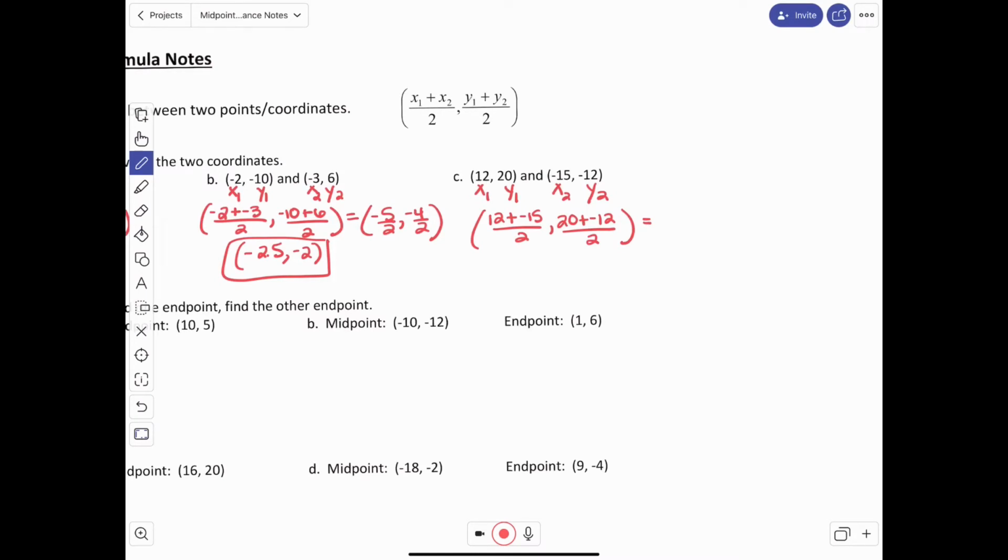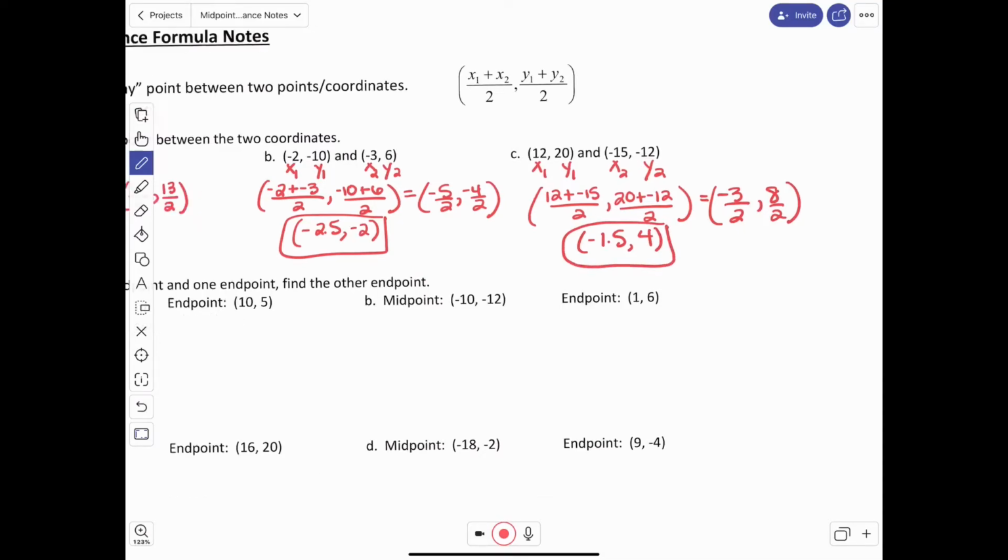Okay, so 12 plus -15 is going to be -3. And 20 plus -12 is going to be 8. And, of course, that's divided by 2. So we'll get -1.5 and 4.